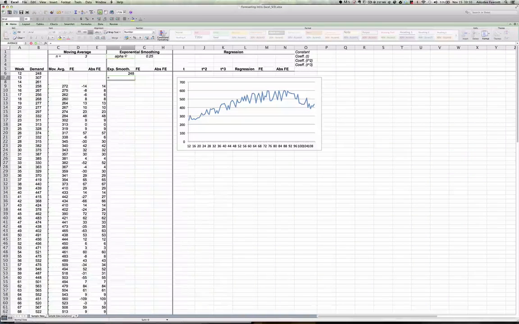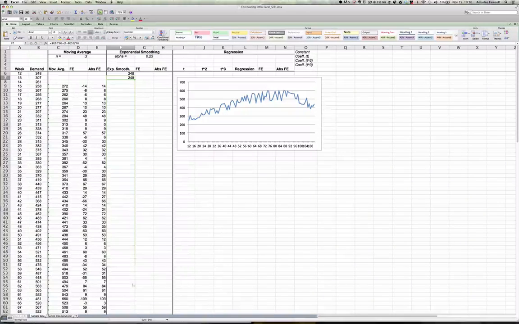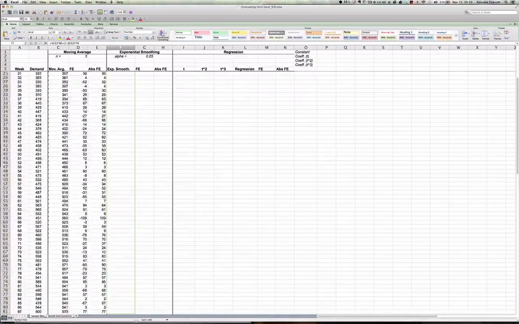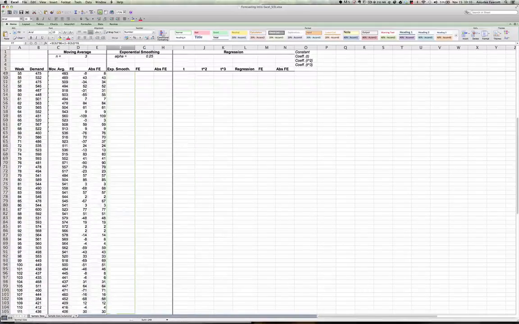So again, it will be equal to alpha, which is 0.25 right now, times the actual demand observation in the preceding period, plus 1 minus alpha times the associated forecast. In other words, the forecast for the preceding period. Right now, of course, that's still 248 because actual demand and the forecast were assumed to be identical. However, I can again go ahead and copy down this calculation. You'll see that I get an out-of-sample forecast here for week 112 of 430 units.